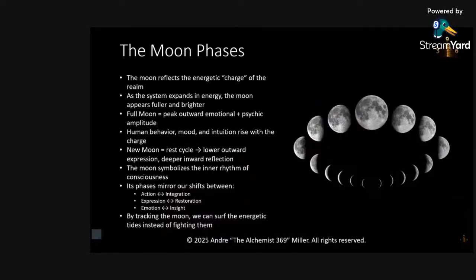This is why when people say, "Oh, there's a full moon," it's getting crazy. The energy is rising here, and things like that. That's because there's more energy being emitted by the core. So when there's more energy, that's when we have the full moon. Everything aligns with this because the full moon is a time for peak outward emotional and psychic amplitude, because there's just so much more energy in this place. Human behavior, mood, intuition, they all rise with this charge because the core powers the entire place, right?